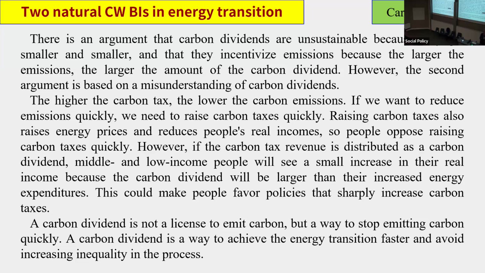Raising carbon tax also raises energy prices and reduces people's real income. So people oppose raising carbon tax quickly. That is the big problem. However, if the carbon tax revenue is distributed as a carbon dividend, middle and low income people will see a small increase in their real income because the carbon dividend will be larger than the increased energy expenditure for the low income people. This could make people favor a policy of sharply increased carbon tax. So a carbon dividend is not a license to kill the earth, but a way to stop killing the earth quickly.